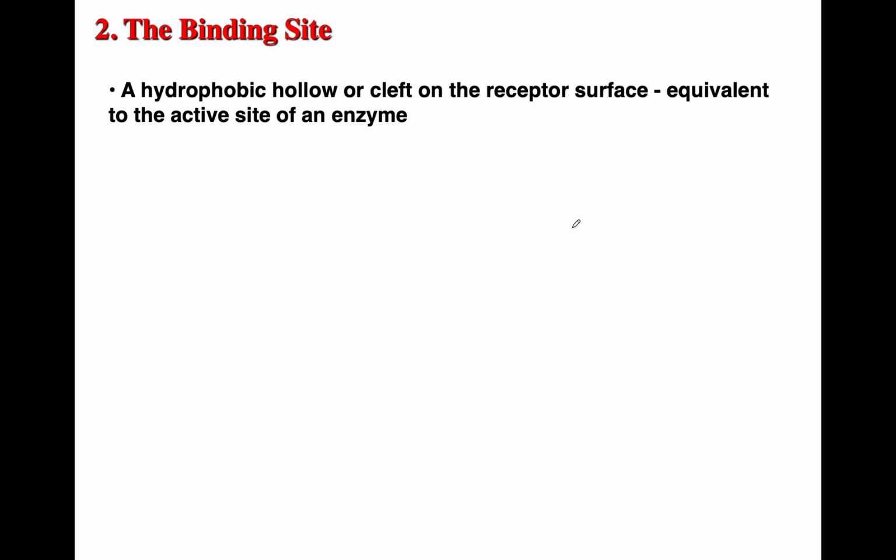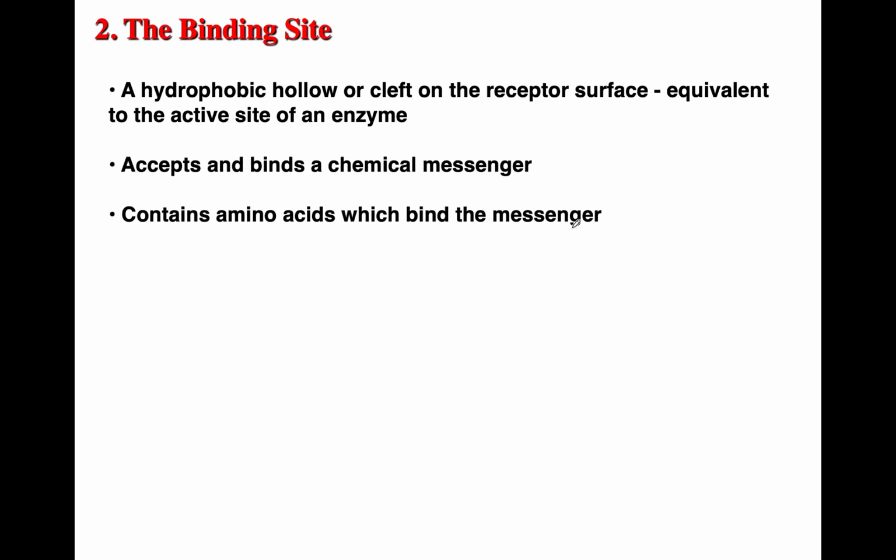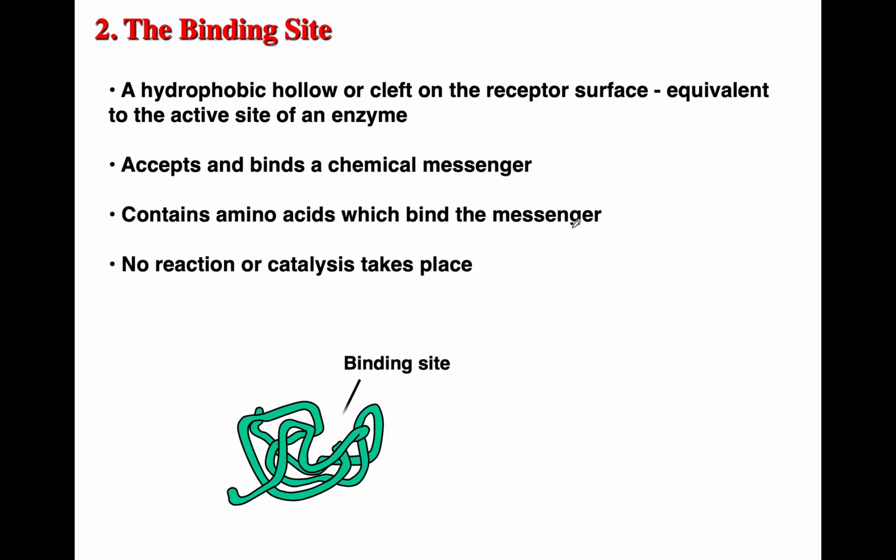When we look at the receptor binding site, again, it's very similar to what we looked at with enzymes. That binding site can interact with chemical messengers. It contains amino acids, and the messenger is not transformed or changed. It binds. There's no catalysis that takes place. It binds and then it is released. And this is an image of the binding site, where the messenger is going to be able to bind.